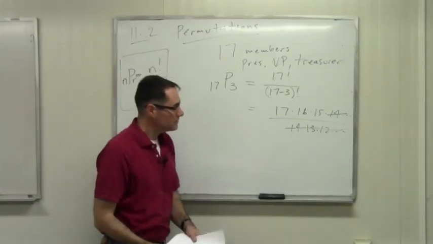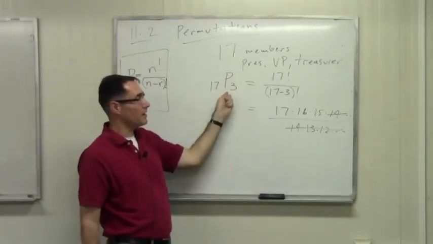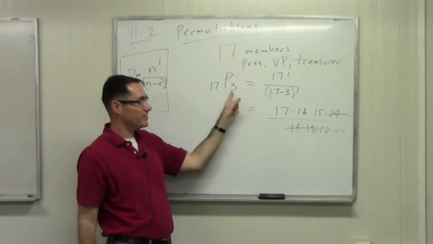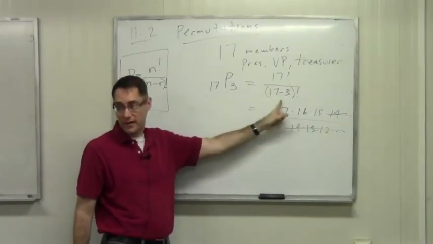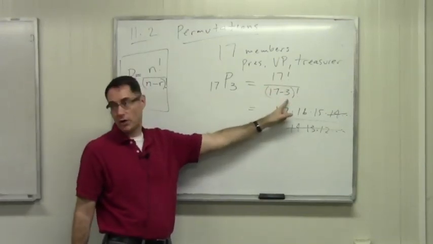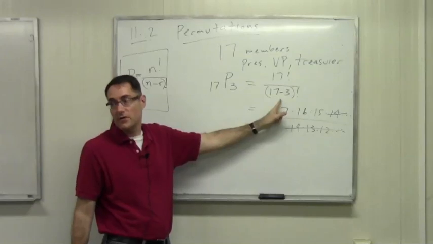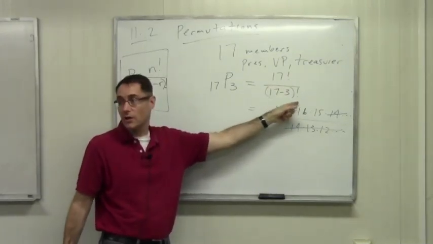You say, so we were doing what? We multiply what now? You get this far. Right. You put it in the formula: 17 permutation 3, 17 factorial over 17 minus 3 factorial. So that means 17 factorial over 14 factorial, because 17 minus 3 is 14. So you can either do on your calculator 17 factorial divided by 14 factorial, and you're done.